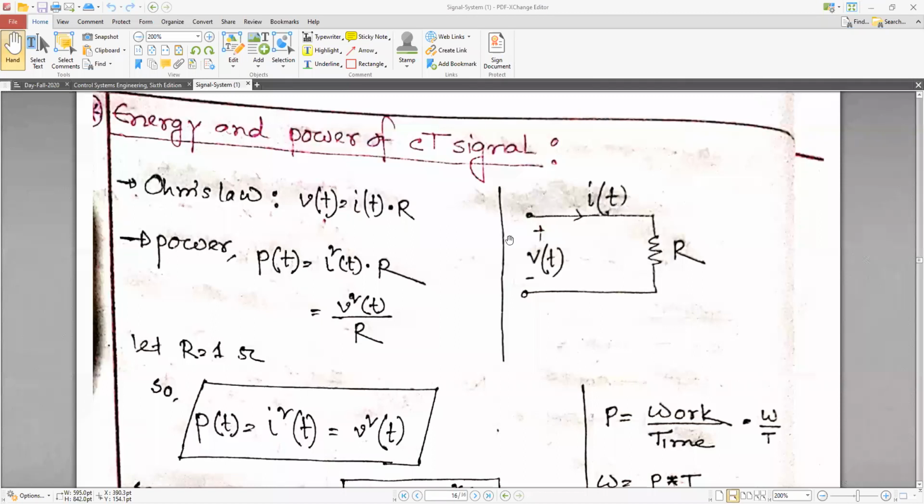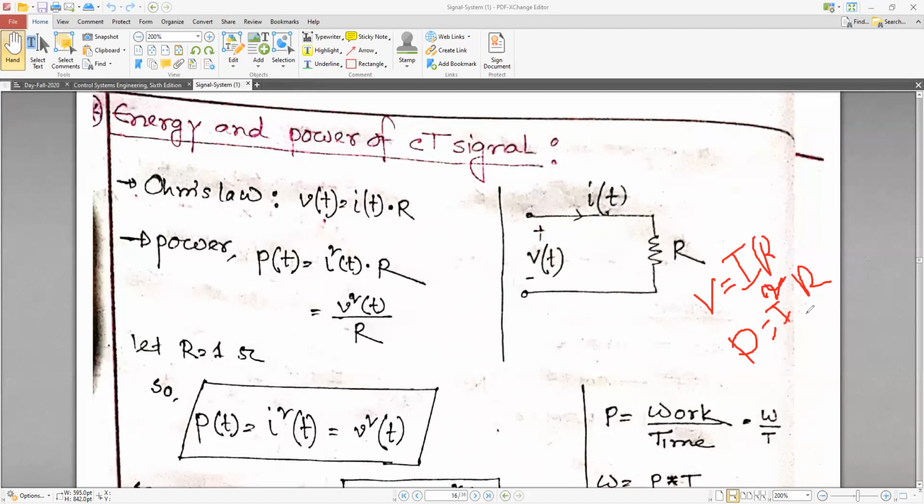If we look at this circuit, what is Ohm's law? V is equal to IR. We know that this is Ohm's law. And what is the power equation? I square R. We know V equal to IR, and the power equation is I square R.